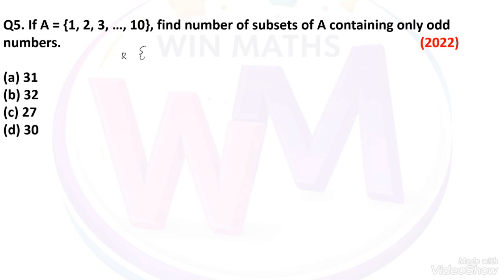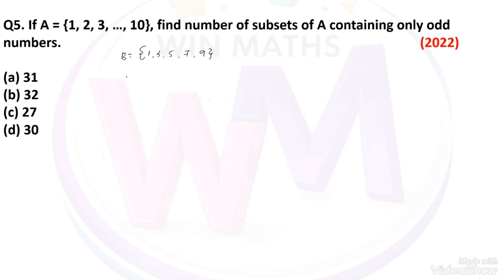I will take another set as B, that is a set of all odd numbers. Find the number of subsets of A containing only odd numbers. So the odd numbers will be 1, 3, 5, 7, 9. After finding the odd numbers, we have to find the subsets.